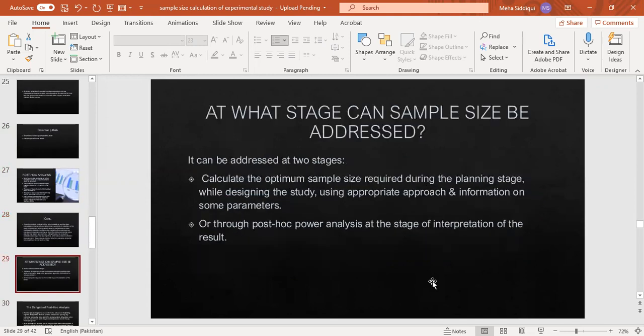Now, at what stage can sample size be addressed? It can be addressed at two stages. Calculate the optimum sample size required during the planning stage while designing the study, using an appropriate approach and information on some parameters, or through post hoc power analysis at the stage of interpretation of results.